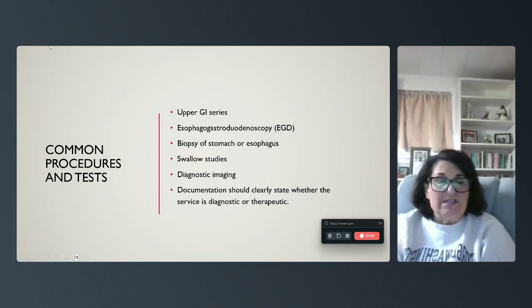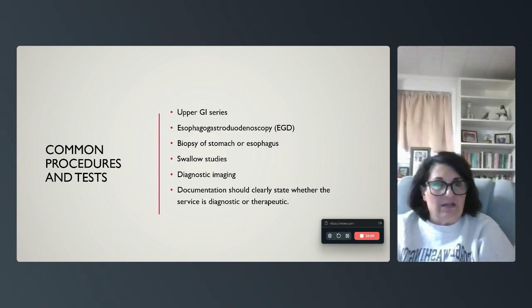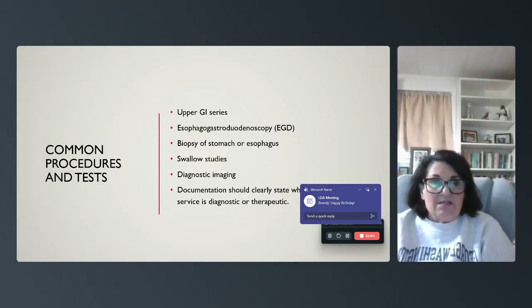Common procedures and tests associated with the upper digestive system: an upper GI series, an EGD. Not going to try to pronounce that word. It's a little hard for me. Just not going to lie to you. Biopsy of stomach or esophagus. Swallow studies are done. Diagnostic imaging.